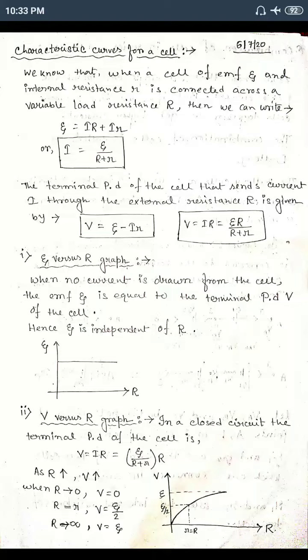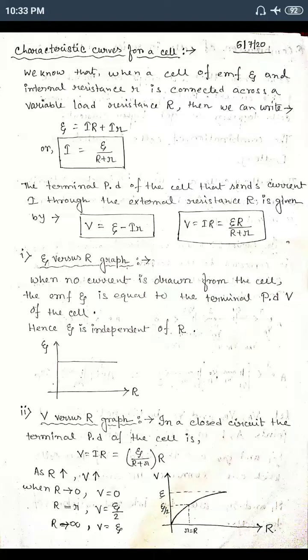So let's start with today's topic. First topic, the characteristic curve for a cell. As we studied earlier, the relationship between the EMF, the current and the internal resistance small r is E equals I capital R plus I small r.